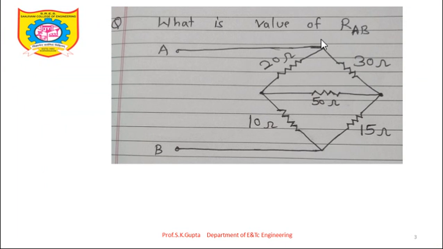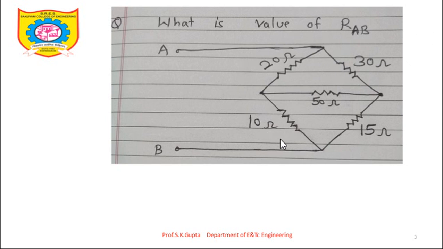As you can see, this is a bridge circuit, and this bridge is a balanced bridge because the opposite branches 20 and 15, if we take the product, 20 into 15 is 300, and the opposite branches 10 and 30, 10 into 30 is also 300. So this product is 300 and this product is also 300. That means this is nothing but the balanced bridge.